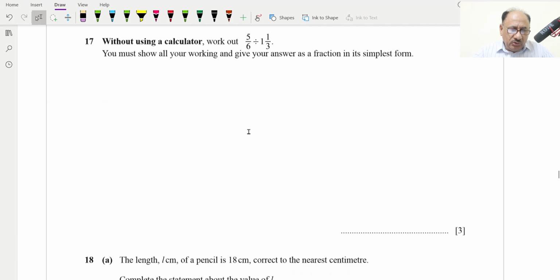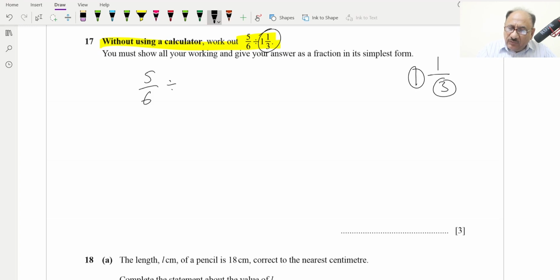Now without using a calculator, question number 17, we have to work out this one. So 5 over 6 divided by 1 1 by 3. First we change this mixed fraction into an improper fraction. How are we changing? 1 whole 1 by 3, we multiply this one with this. So 3 ones are 3, and we plus this 1, so 4. So 4 over 3 will be over here, and now we change the sign. This division sign will change into multiplication.